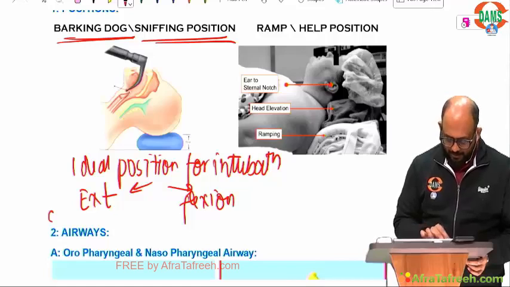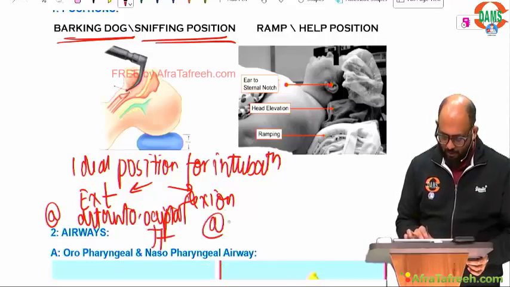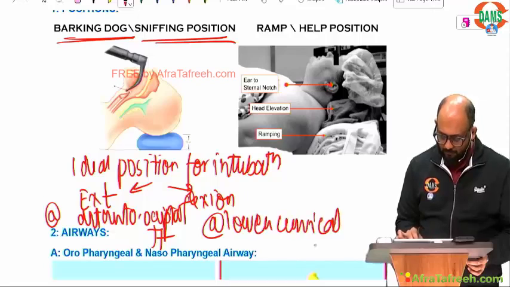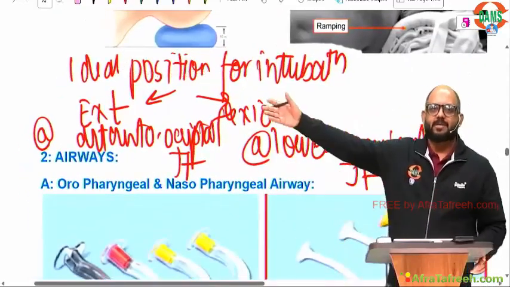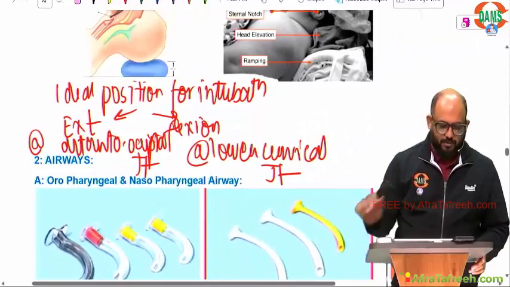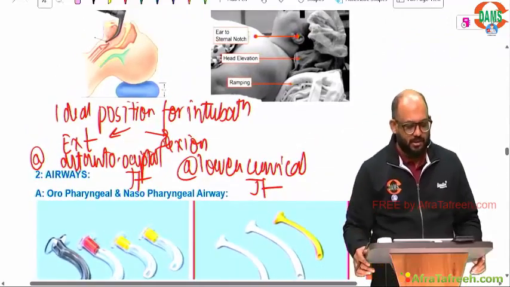Extension at atlanto-occipital joint. Flexion at lower cervical joints.